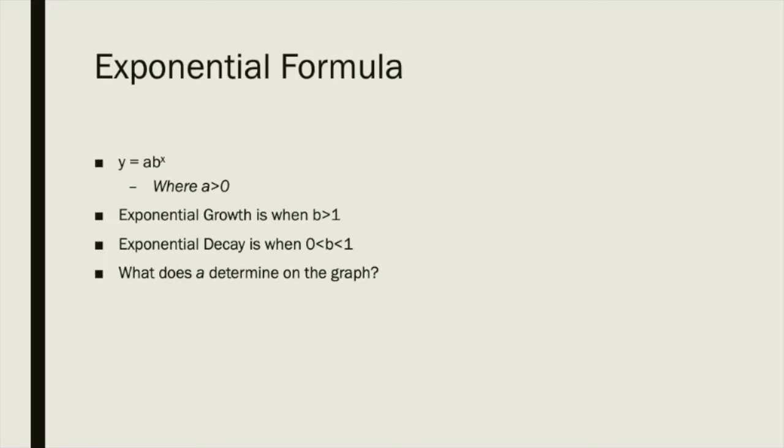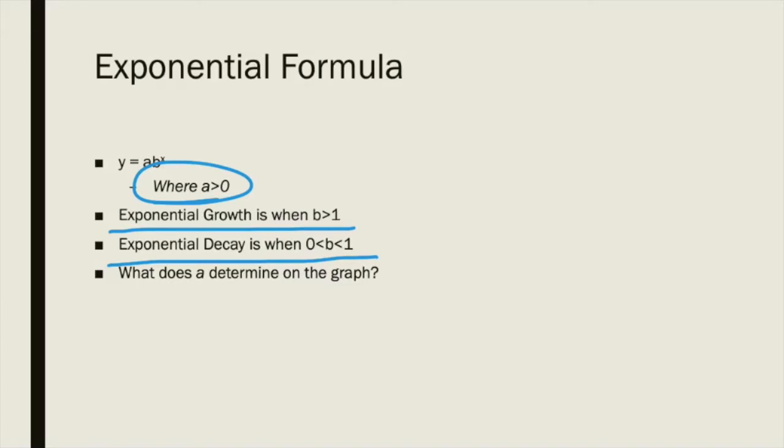This is what we learned. We learned that it's growth if your a value is going to be greater than 0. It's not going to be negative, just like before. If it's negative, it's going to flip it upside down. That's not going to be decay. And exponential growth is where your b value is greater than 1, and it's exponential decay if your b value is between 0 and 1. It's got to be less than 1, but it's never going to be negative.